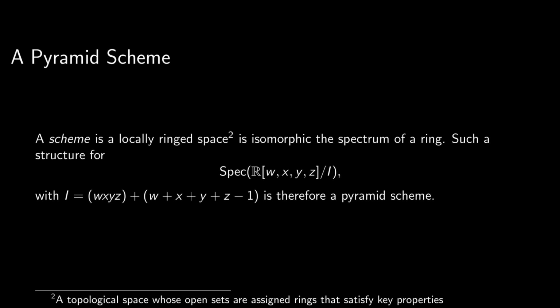Step 6. Find a scheme isomorphic to the spectrum. A scheme is an example of a locally ringed space, which basically means you have a whole bunch of rings glued together to form a very fancy space. Since the spectrum is used to describe a ring of polynomials that do not vanish on the pyramid, the corresponding scheme is therefore called a pyramid scheme.